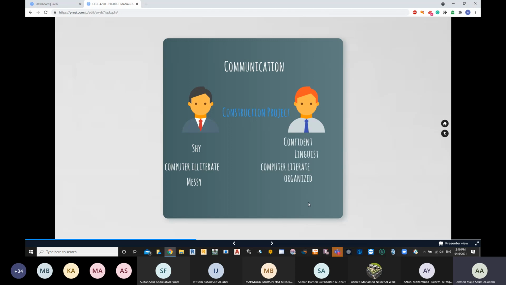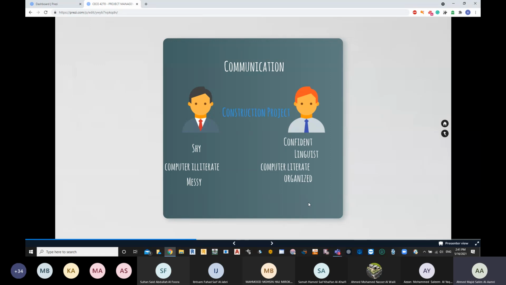And on the other hand, you have a person who is confident, a linguist who knows how to talk in very good language. Linguist is from language. Computer literate means he knows how to use a computer. Literacy means knowledge and education. And then we have organized. Which one would you prefer for your project? Of course, the second one.